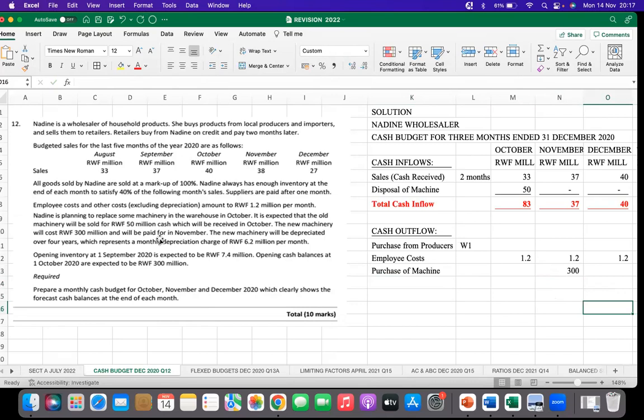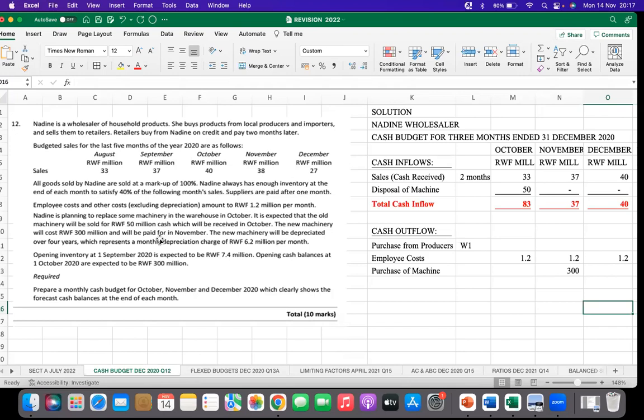Depreciation is a non-cash flow. You don't account for it, which represents a monthly depreciation of 6.2 per month. We don't account for it. It is non-cash flow. Next, you are being told, opening inventory at 1st September 2020 is expected to be 7.4 million.